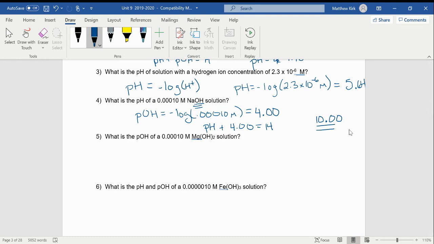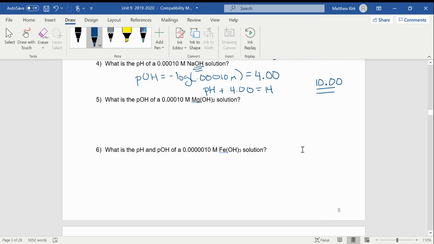All right, not too bad. You just have to make sure you pay attention to whether you have an acid or a base to start with. Let me try one more here. Number 5, we want to know what is the pOH of a 0.00010 molar magnesium hydroxide solution. Oh, 1-step problem. Take a look: pOH and an OH minus. So all I have to do is take the negative log of that concentration.